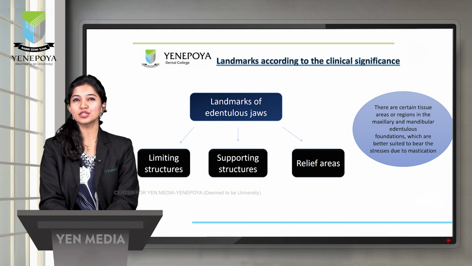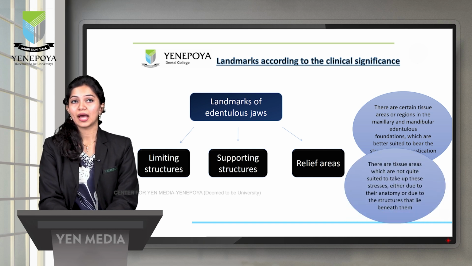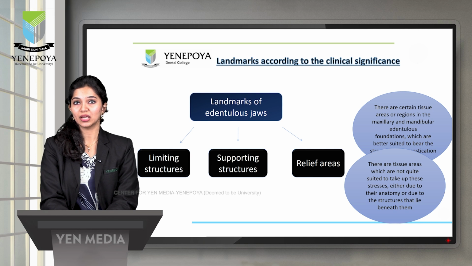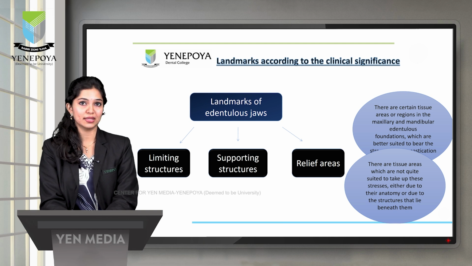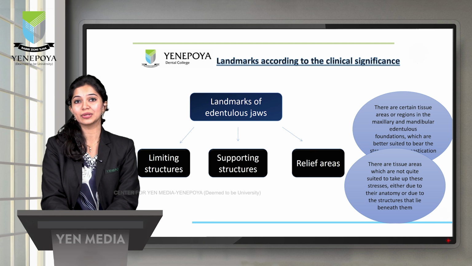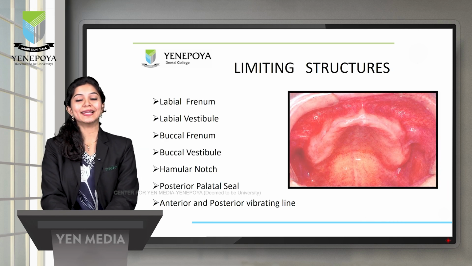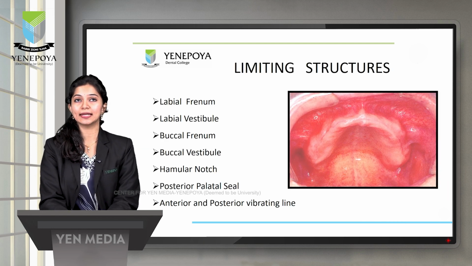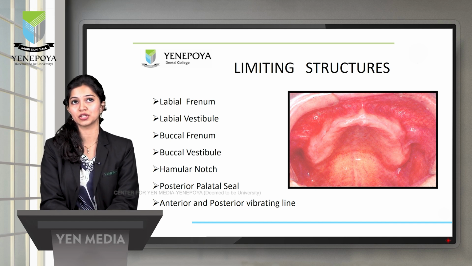Supporting structures are certain tissue areas or regions in the maxillary and the mandibular edentulous foundations which are suitable to bear the stresses, that is the masticatory forces. And the relief areas are the tissue areas which are not quite suited to take up these stresses, either due to their anatomy or due to the structures that lie beneath them. They are the structures that need relief, that is called a relief area. So let's enlist and talk about each of the structures in the particular subclassification.